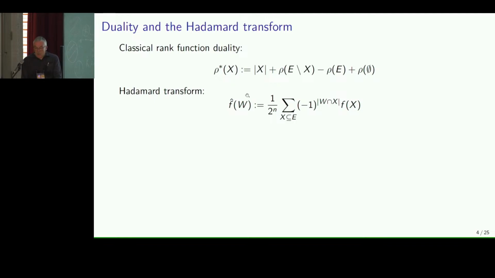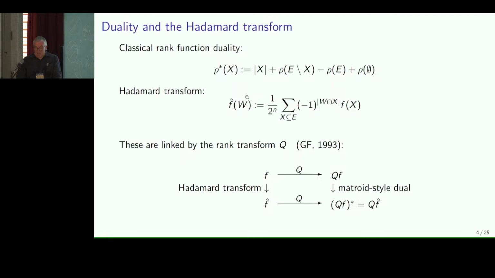Another classical combinatorial duality is the Hadamard transform, which is essentially the n-dimensional mod 2 Fourier transform, also known as the Walsh transform or the Hadamard-Walsh transform. It has history in the world of binary matroids too, because the Hadamard transform takes linear spaces over GF(2) to their duals. And interestingly, this Hadamard transform and the classical rank function duality formula are just two different manifestations of the same underlying duality. In other words, this diagram down the bottom here commutes.